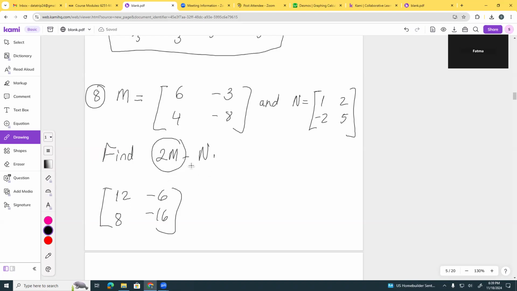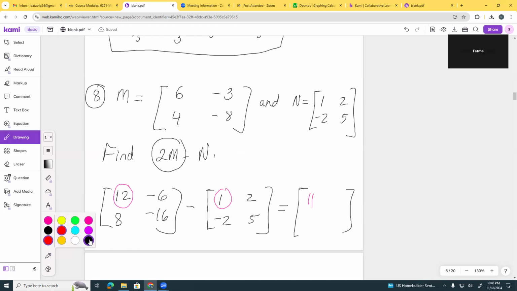Do you want to handle it as a subtraction, or do you want to change it to a plus and multiply everything by negative here? Which one is easier for you? Okay, subtract. Now we're going to write the matrix n, which is given as 1, 2, negative 2, and 5. To find the answer now, we just have to pay attention to the location of each number. Now, 12 minus 1. What is 12 minus 1? 11. Good job. That gets me my first number.